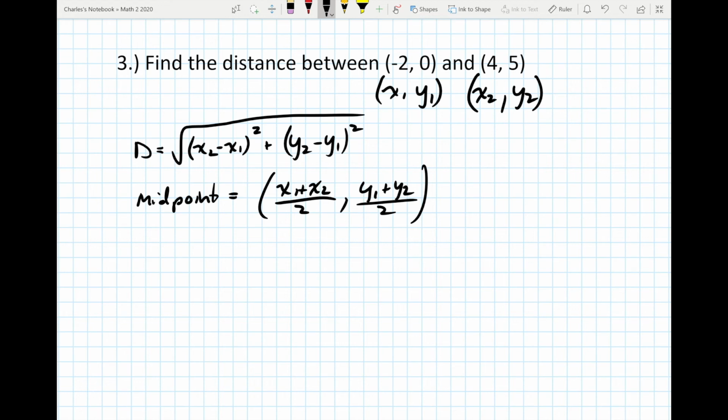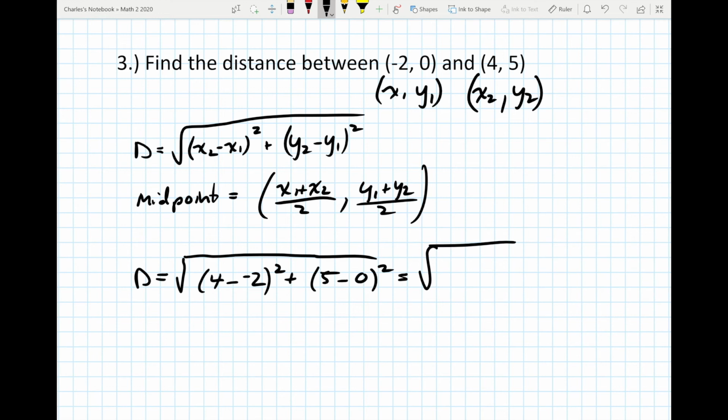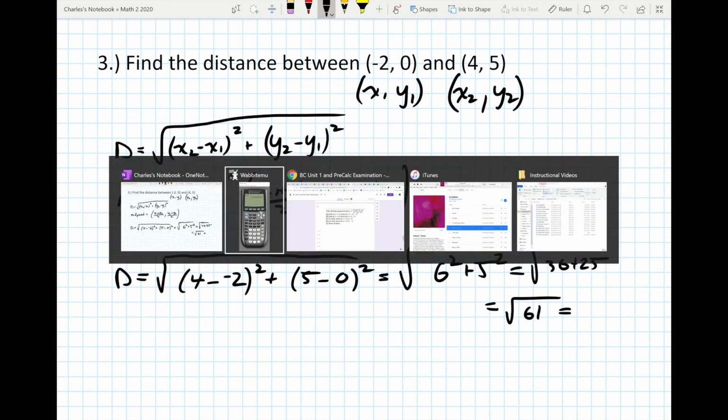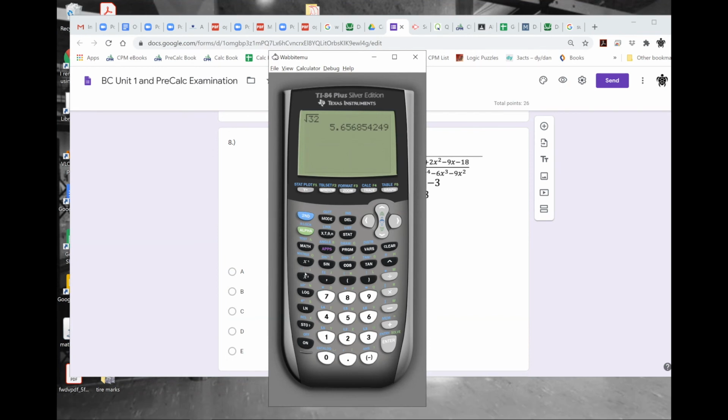And so now my distance is going to equal the square root of x2, which is 4, minus x1, which is negative 2 squared, plus y2, which is 5, minus y1, which is 0 squared, which is going to be the square root of 4 minus negative 2, which is 6 squared, plus 5 squared, which is the square root of 36 plus 25, which is the square root of 61, which is about 7.8.